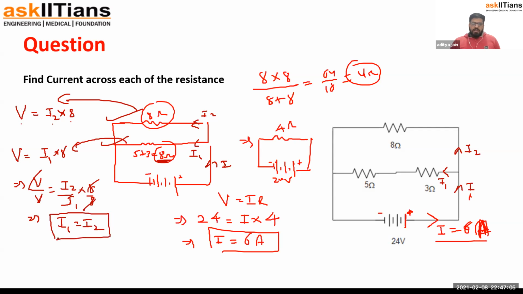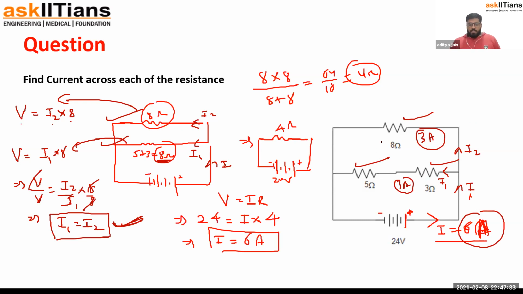So what does that mean? Equal current will divide into the two branches. What was the total current? 6 ampere. So from that 6 ampere, 3 ampere will go in this branch and the remaining equal 3 ampere will go in this branch. So we can see the current through each resistor will be 3 ampere. From 8 ohm it is 3 ampere, from 3 ohm it is 3 ampere, from 5 ohm it is 3 ampere.